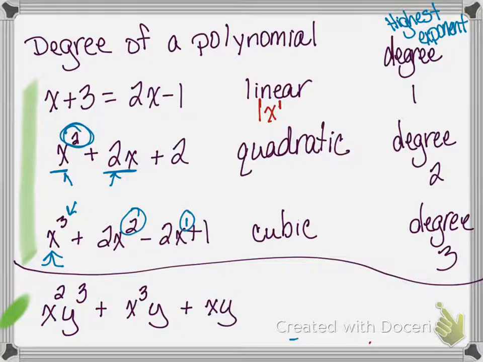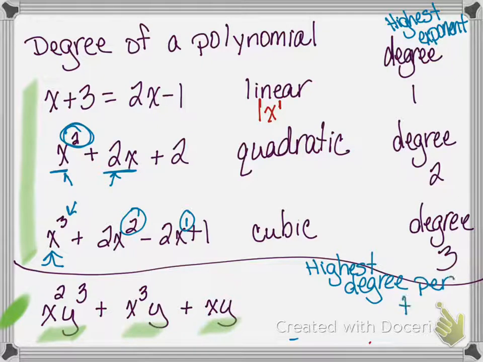Okay, in our first 3, we only had an x. We had an x to the first, an x squared, and an x to the third. Here, I've got an x squared and a y to the third, and they are being multiplied together. This right here is a term. That is an individual term. This is an individual term. This is an individual term. And we are looking for the highest degree or the highest exponent per term.